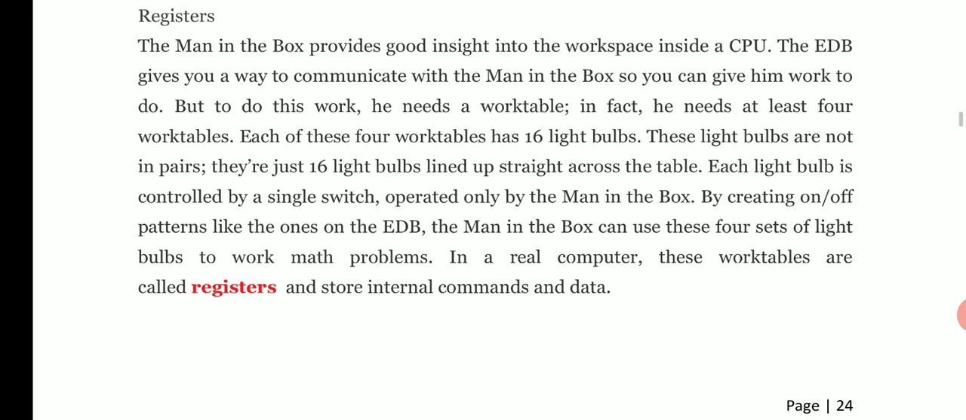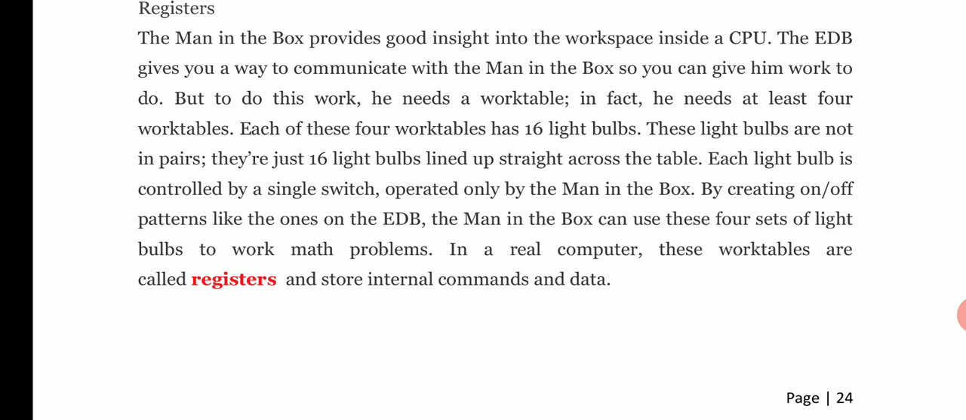Now the registers. The man in the box provides good insight into the workspace inside a CPU. The EDB gives you a way to communicate with the man in the box, so you can give him the instructions, that means the work to do. But to do this work, he needs a work table. In fact, he needs at least 4 work tables. Each of these work tables has 16 light bulbs. These light bulbs are not in pairs. They are just 16 light bulbs lined up straight across the table. Each light bulb is controlled by a single switch operated only by the man inside the box.